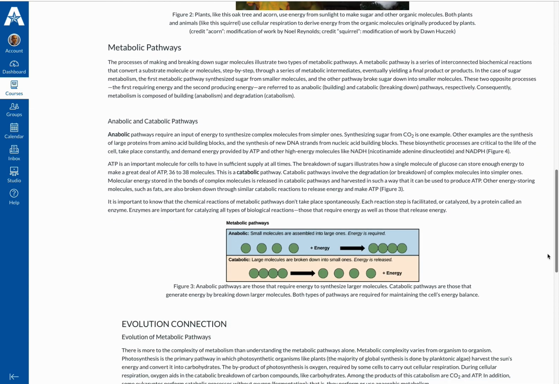Okay, so two things you need to know. Anabolic means synthesis, so taking simple things and making them into complex things. So the synthesis of glucose in plants would be anabolic. The opposite is catabolic, which is what we do during cellular respiration. The breakdown of glucose would be considered catabolic.